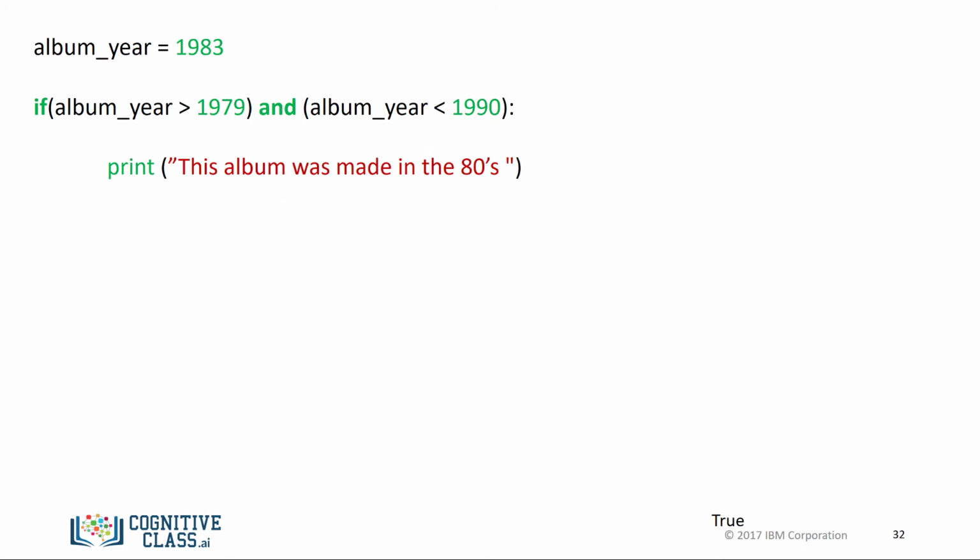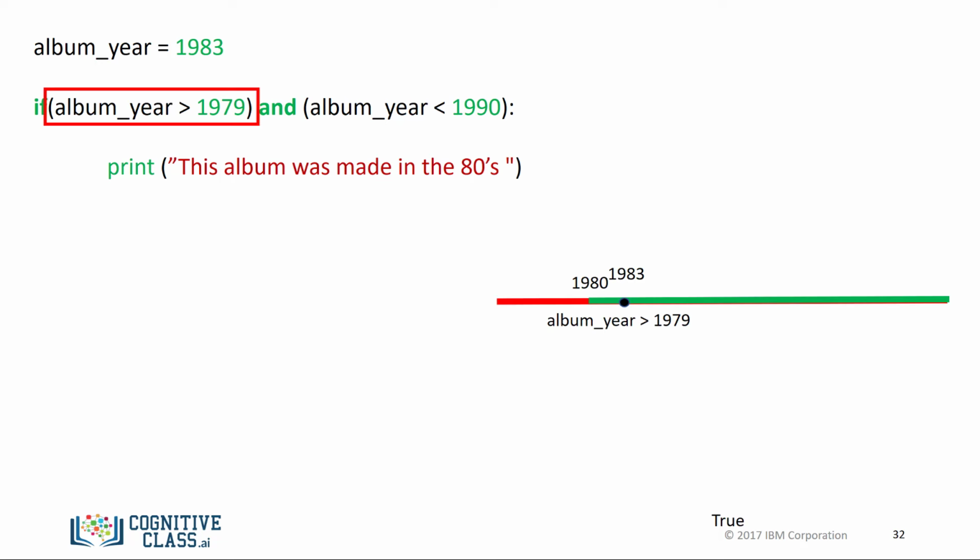The following lines of code will print out. This album was made in the 80s if the variable album year is between 1980 and 1989. Let's see what happens when we set the album year to 1983. As before, we can use the colored number line to examine where the condition is true. In this case, 1983 is larger than 1980, so the condition is true.